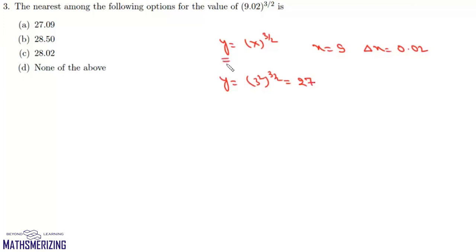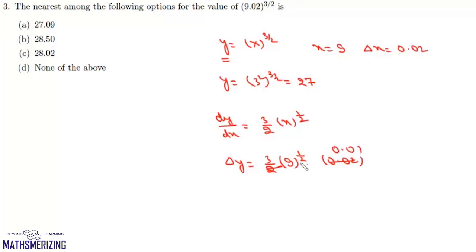Now we'll find delta y. So we'll differentiate this function. We'll write dy by dx will be 3 by 2 x to the power 1 by 2. Now we can write delta y as 3 by 2. Now this is 9 to the power 1 by 2 into delta x, which is 0.02. Now this is 0.01, and here it will be 3 into 3, 9. So it will be 0.09. So this value will be simply equal to y plus delta y, which is 27.09, and that's your option A.